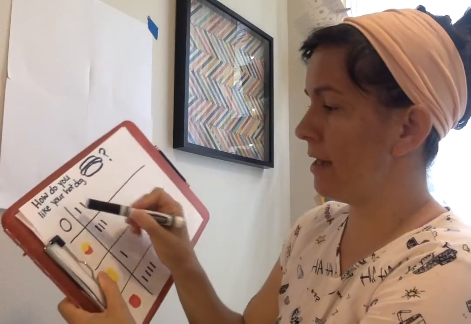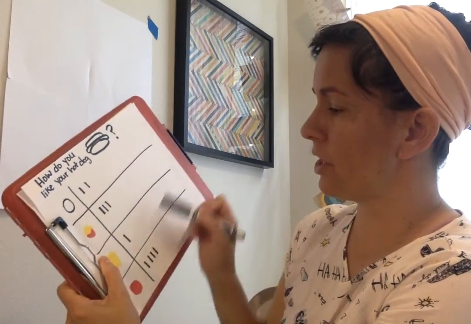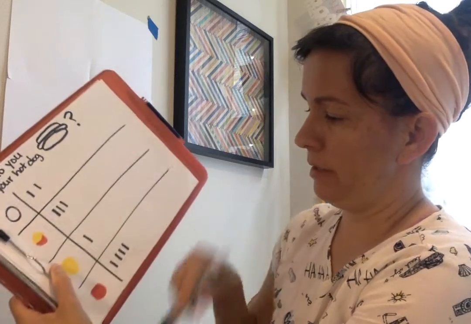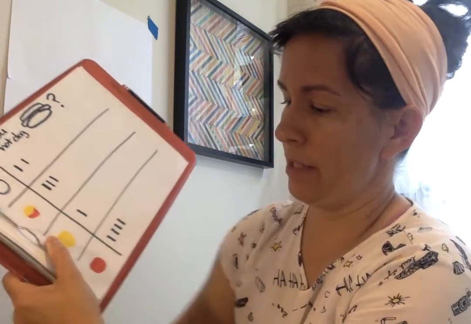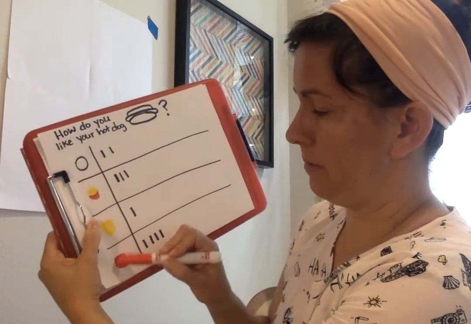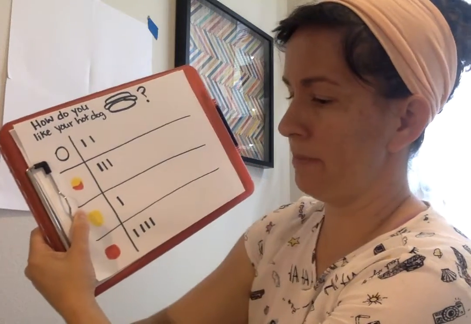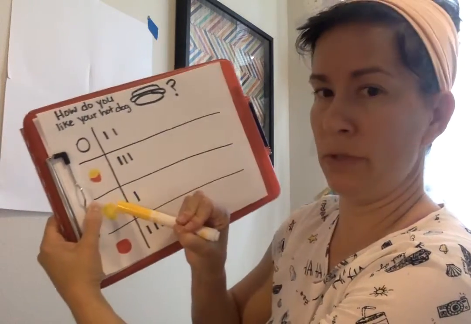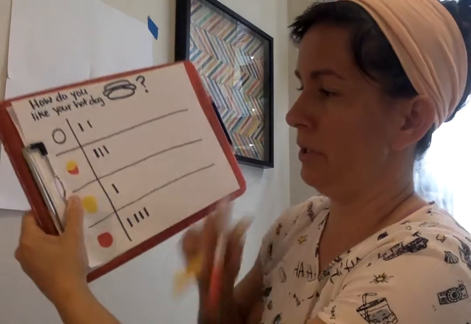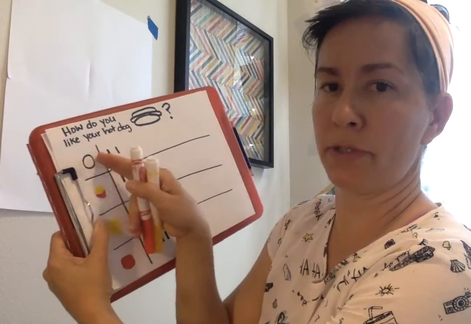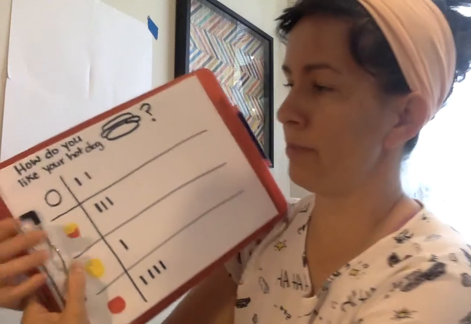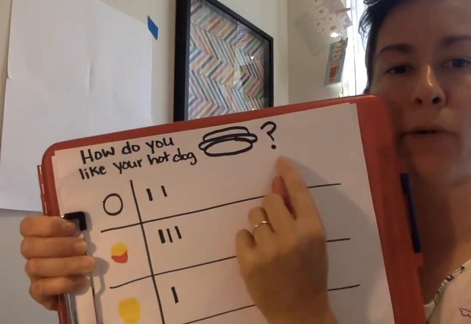I did my graph just like we do the weather chart. And then I made one little area red for ketchup, one yellow, and then a little bit of both. And then I just drew a circle for nothing. And you could practice drawing a hot dog up here, and that's a question mark.